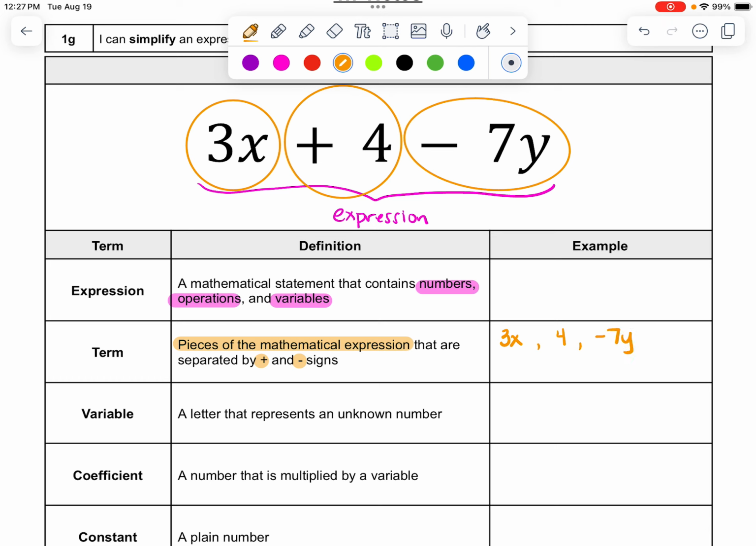term. Now, in a term, there are sometimes numbers, like the number 4, that are by themselves, and there are sometimes numbers that are connected to letters. In math, we call a letter that represents an unknown number a variable. So in this expression, the x is a variable and the y is a variable. You'll notice that I did not say the 3 is part of that or the negative 7 because those are not unknown numbers. Those are numbers that we know.